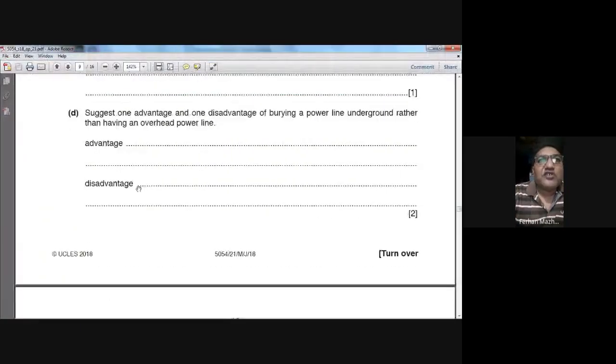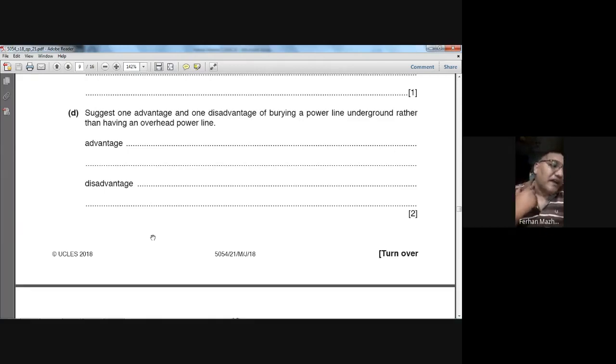Okay, so D part is on your screen. Suggest one advantage and one disadvantage of burying a power line underground rather than having an overhead power line. In our hometown, we all have the transmission lines. They are overhead. We have electric poles, and on them we have the transmission lines. But he is talking about another idea. Why not place the transmission lines underground? So the question is, what is the advantage of putting them underground?